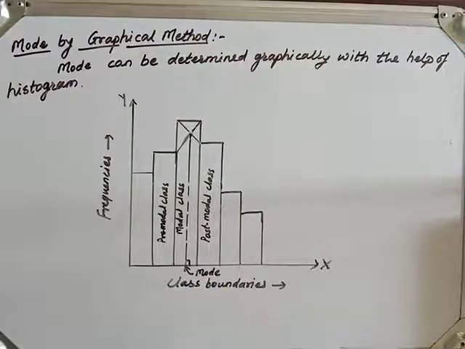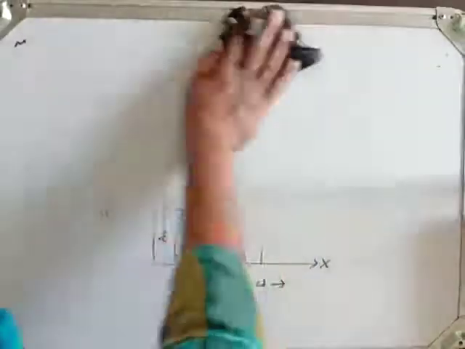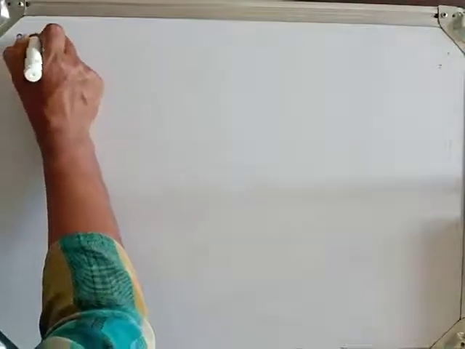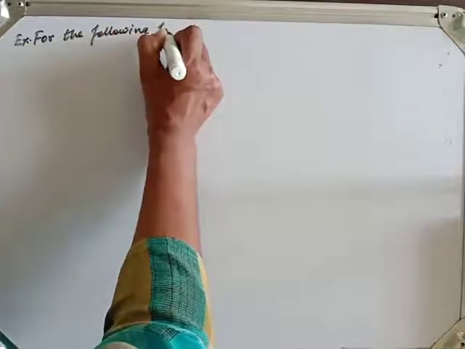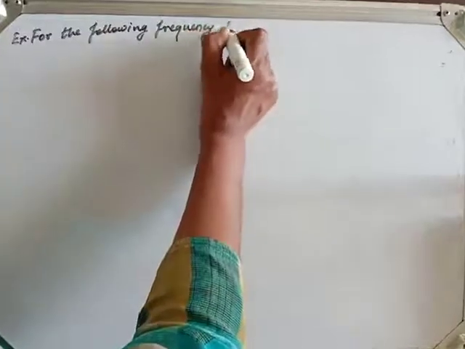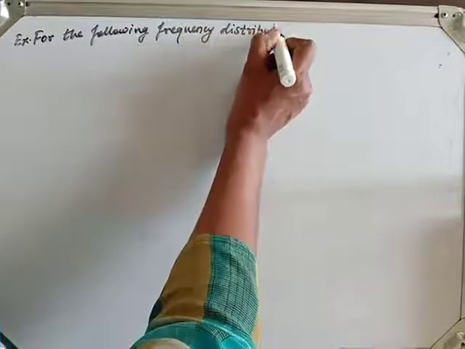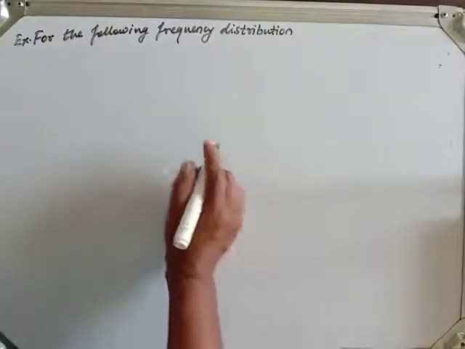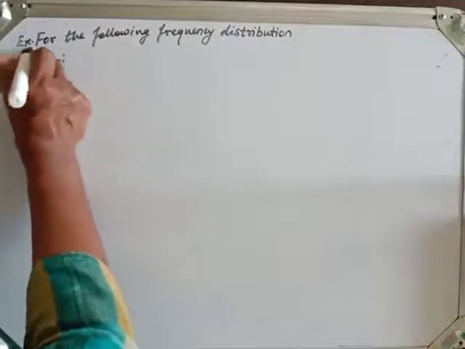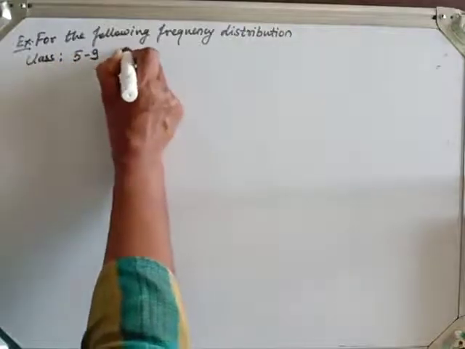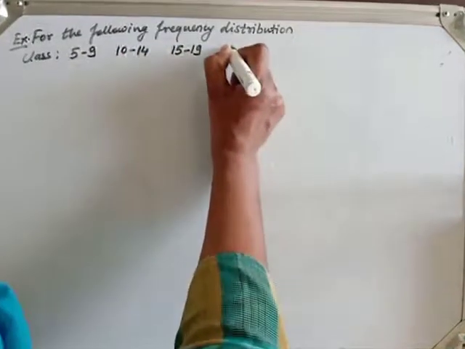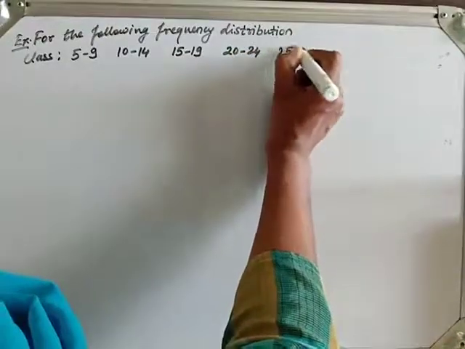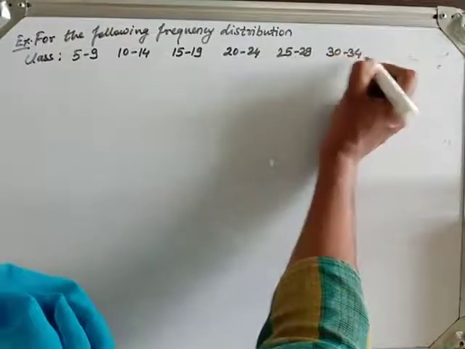Now let me take one example of this. Example: for the following frequency distribution, the classes are 5 to 9, 10 to 14, 15 to 19, 20 to 24, 25 to 29, 30 to 34, and 35 to 39.